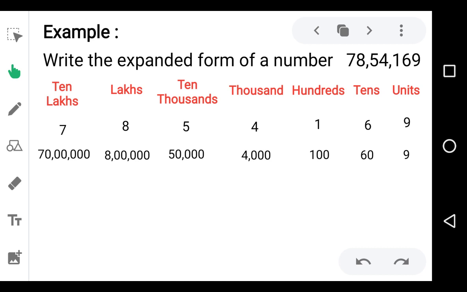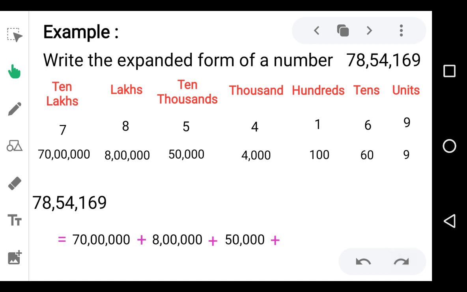Now see, expanded form. Expanded form is nothing but adding all the place values. Let's add. So we can write like this. First we write the number and we write all the place values in the addition form. See here. First is 70 lakh plus 8 lakh plus 50,000 plus 4,000 plus 100 plus 60 plus 9. See here.